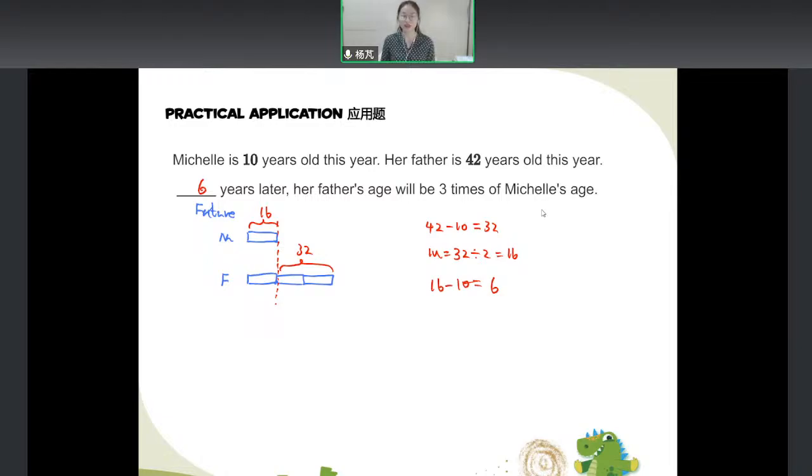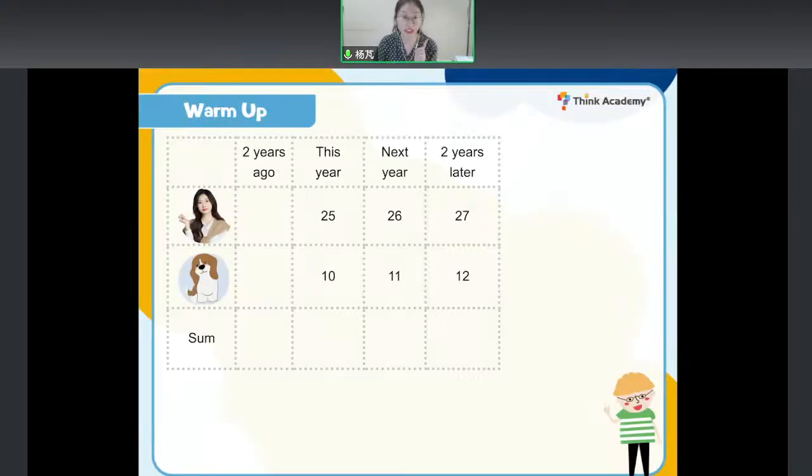Okay, because we are already in the age problem, let's continue to have a review, all right? Here we go. Another very important thing is about the sum. We know the difference never changes. What about the sum? Let's have a quick review here.